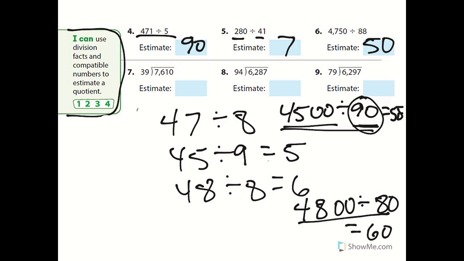Well, this is day 2, lesson 5.2, estimate quotients. It's still found on pages 211 through 214. And today we'll start on page 212.